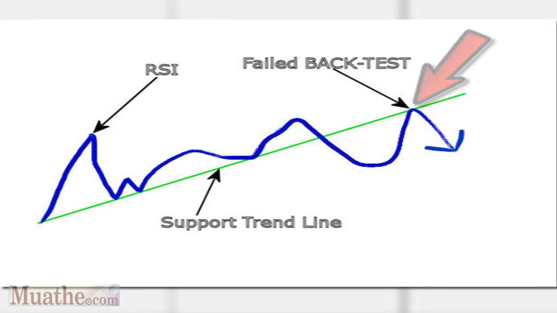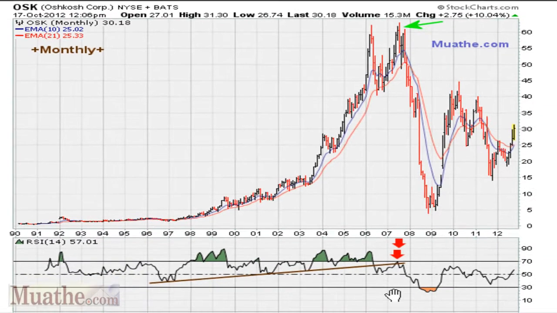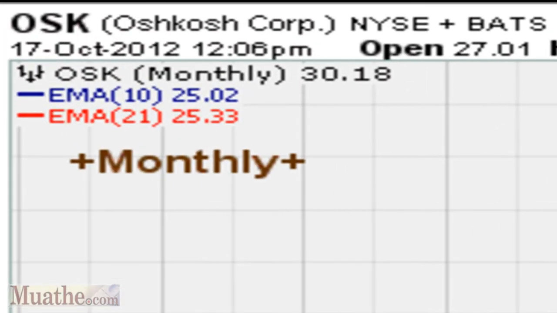Continuing here, let's take a look at the back test on the RSI and how it can help you time exits out of a stock. And we're going to go quickly here. We are looking at a long-term monthly chart for OSK.